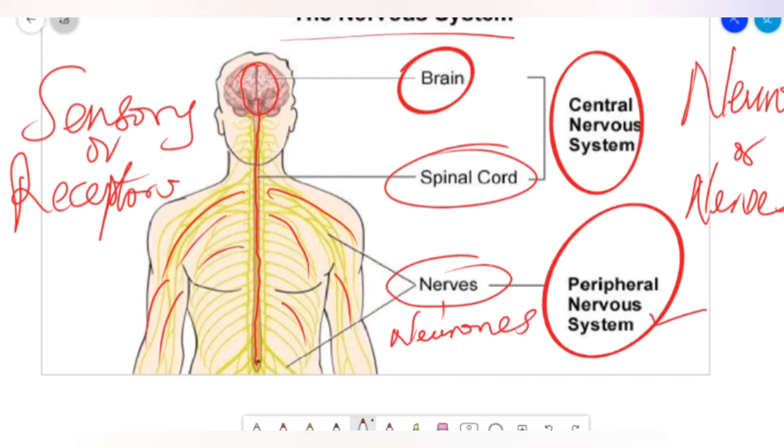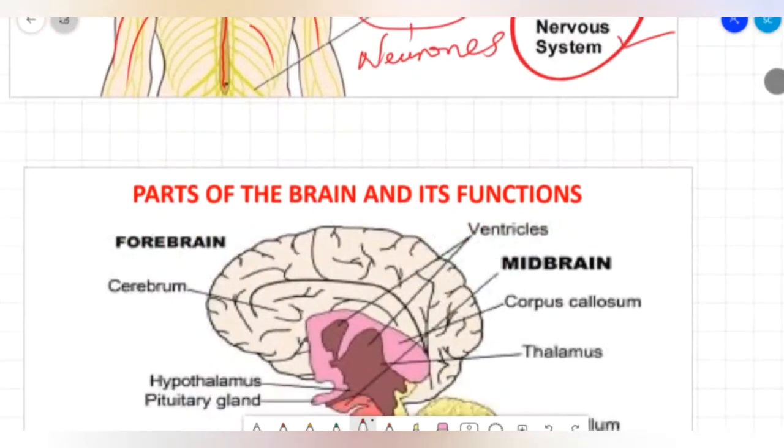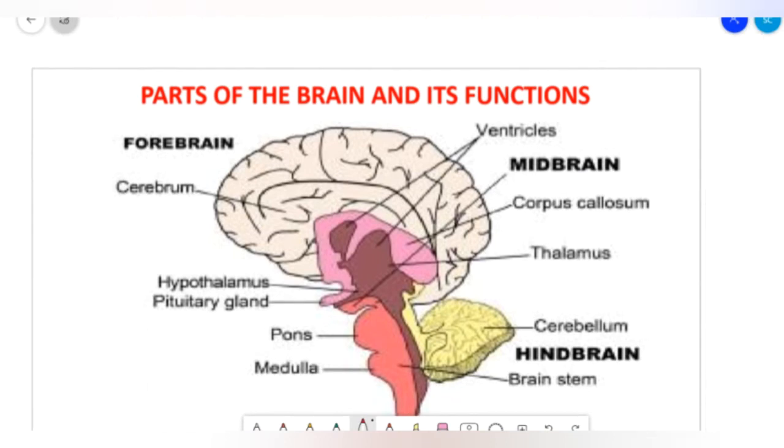So, having known the two parts of this nervous system, now let's look at the central nervous system. What is the central nervous system? The central nervous system coordinates all the activities of the nervous system as a whole. I have said earlier that it is made up of this and this. Now let's look at the first one, which is the brain. What are the parts of the brain and what are their functions? We'll be looking at this.